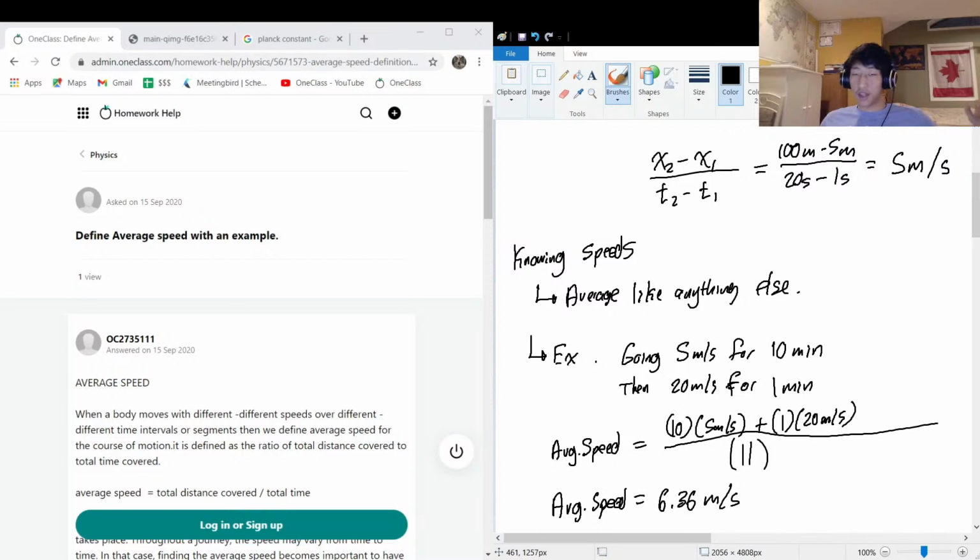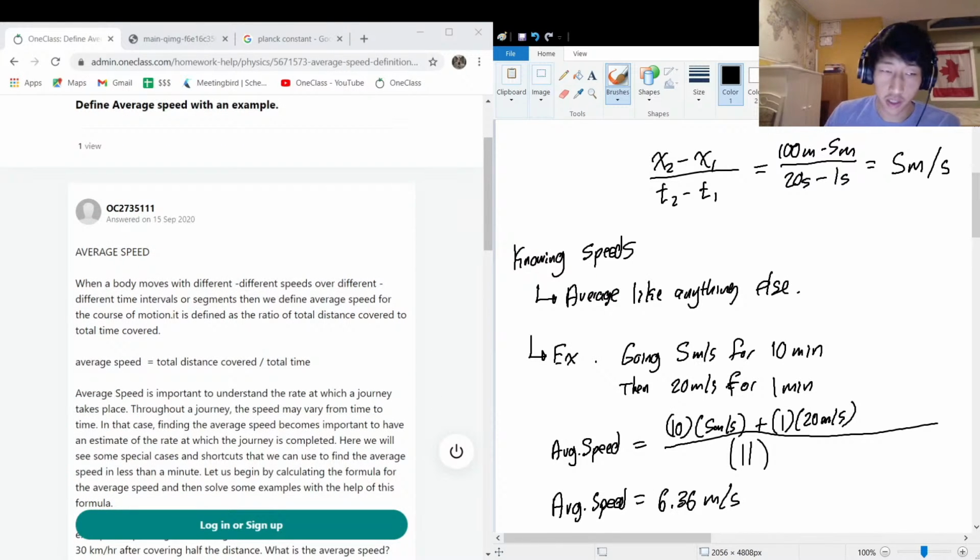Okay, and that makes sense that it's going to be a lot closer to 5 than it is to 20, because we've been going at 5 for legitimately 10 times longer than we've been going at 20 meters per second. So that would seem like a reasonable answer for a situation like this, where you're averaging the known speeds already.